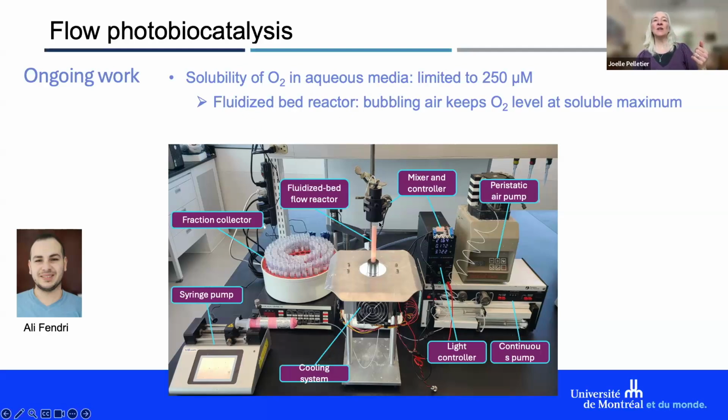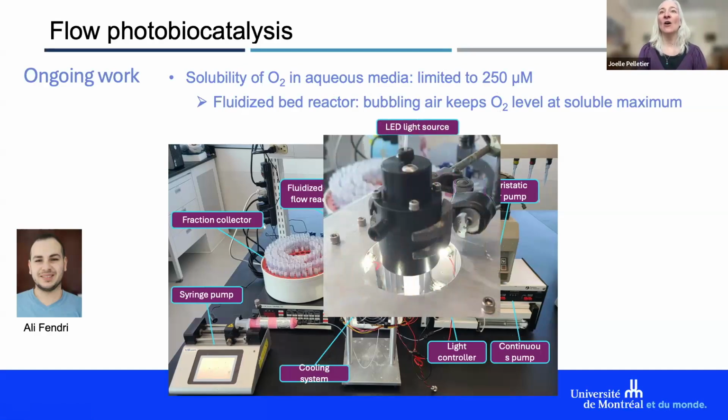So in this fluidized bed reactor, which is a fancy name for a column, we bubble air to keep the oxygen level at its soluble maximum, and we sheath the column with a light source so that we can perform the photo flow. So that's what I wanted to tell you today, give you some ideas of what we have done with cytochrome P450 BM3.